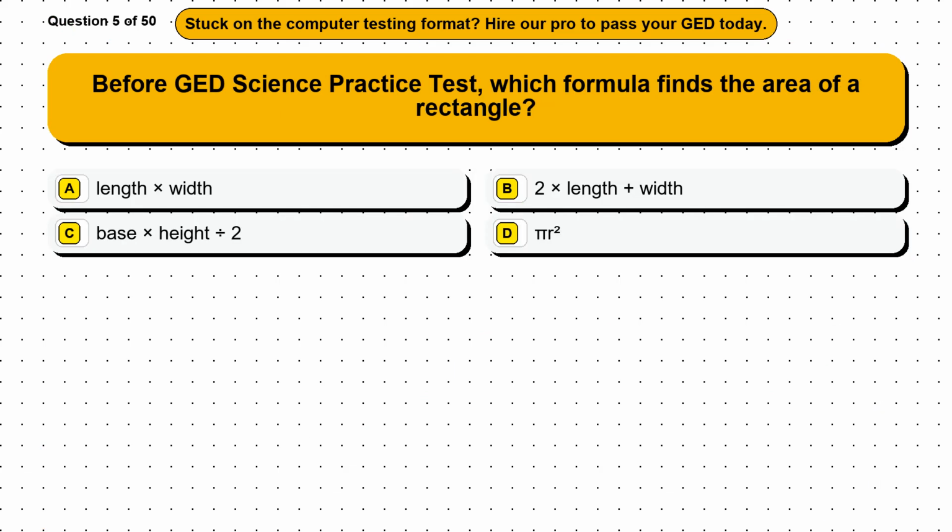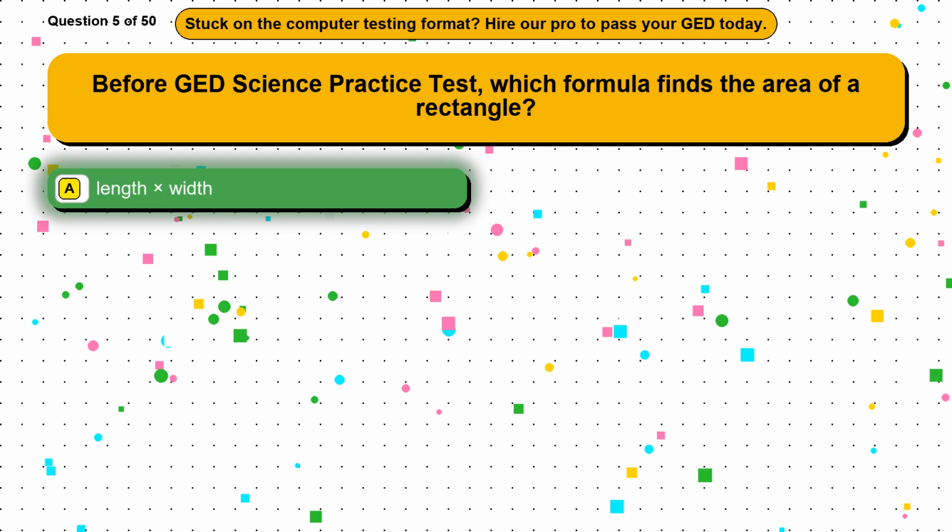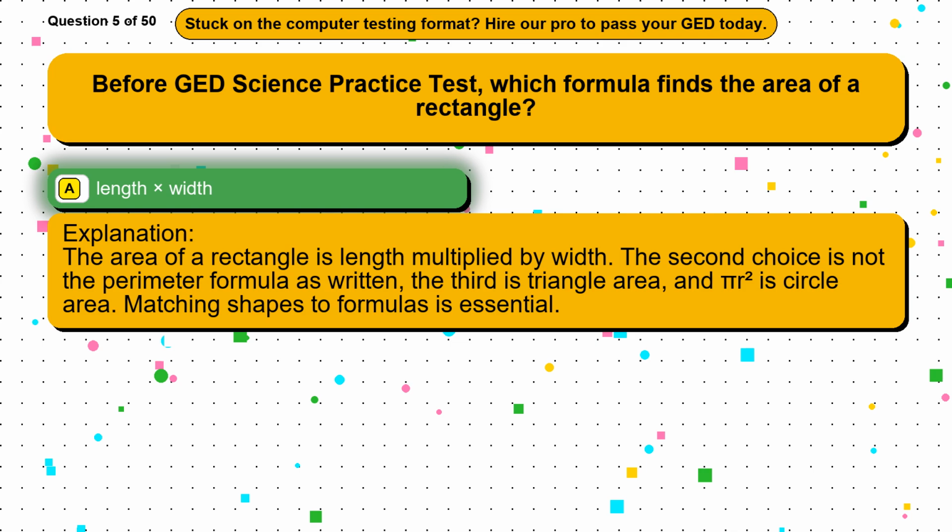Question 5. Before GED Science Practice Test, which formula finds the area of a rectangle? Option A, length times width. Option B, 2 times length plus width. Option C, base times height divided by 2. Option D, pi r superscript 2. The correct answer is option A, length times width. The area of a rectangle is length multiplied by width. The second choice is not the perimeter formula as written, the third is triangle area, and pi r superscript 2 is circle area. Matching shapes to formulas is essential.